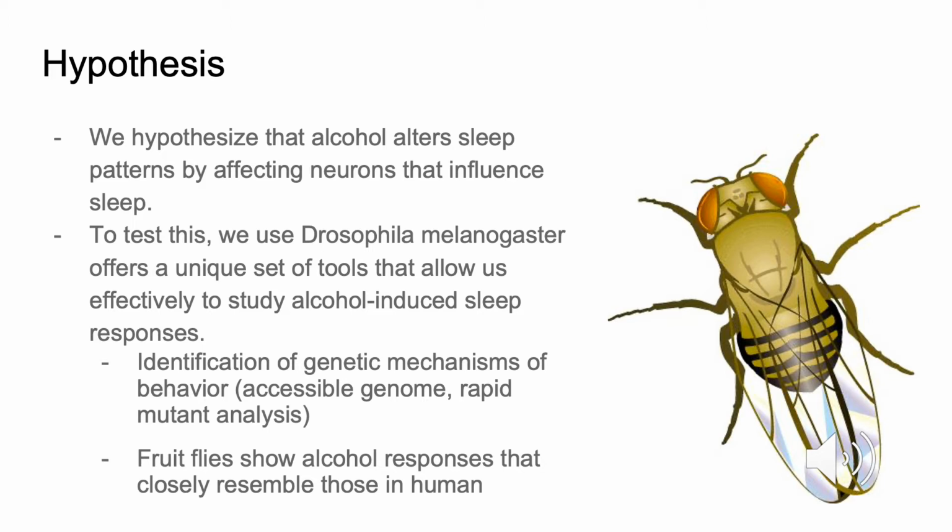In order to test this hypothesis, we use Drosophila melanogaster because it offers a unique set of tools that allow us to effectively study alcohol-induced sleep responses. Specifically, most of the genes of the fly have been identified, and we can do rapid mutant analysis with it. Also, fruit flies show alcohol responses, such as tolerance, dependence, and withdrawal, that closely resemble those of humans.